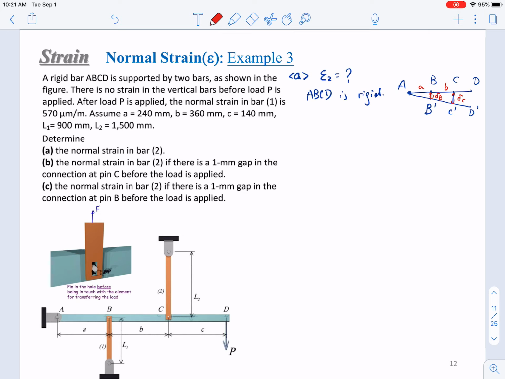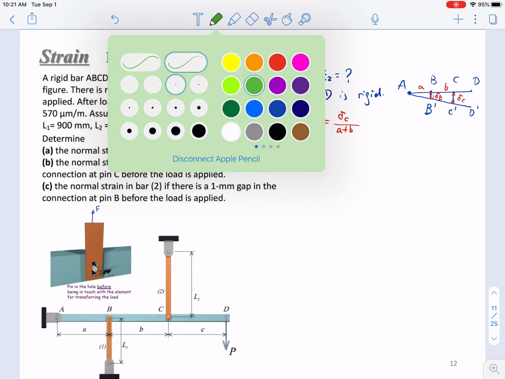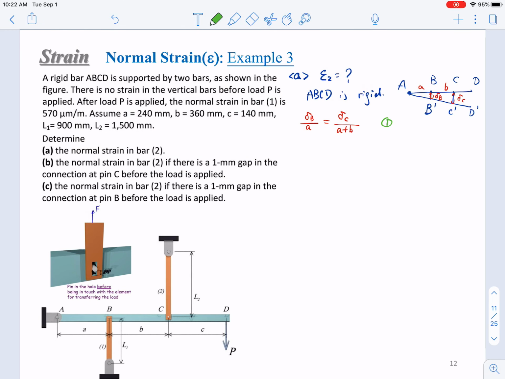So here we can write this correlation of these two things. That will be delta B over A equals delta C over what? A plus B. Right? So this is our first equation.